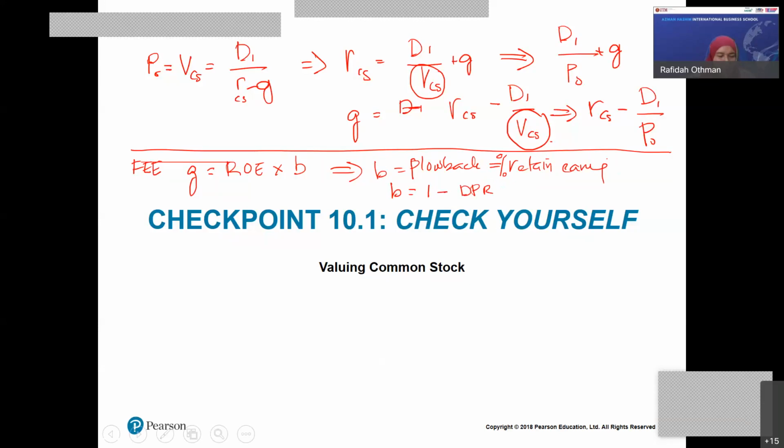I have given you this formula, so make use of it. So why do we use B here? Retained earnings is the net income that is not distributed to the common stockholders.